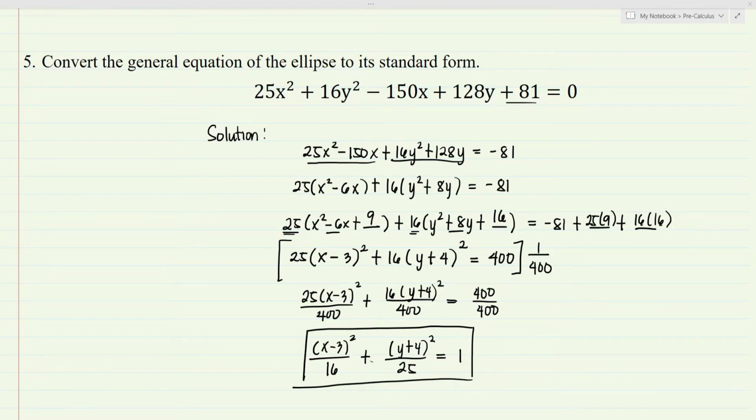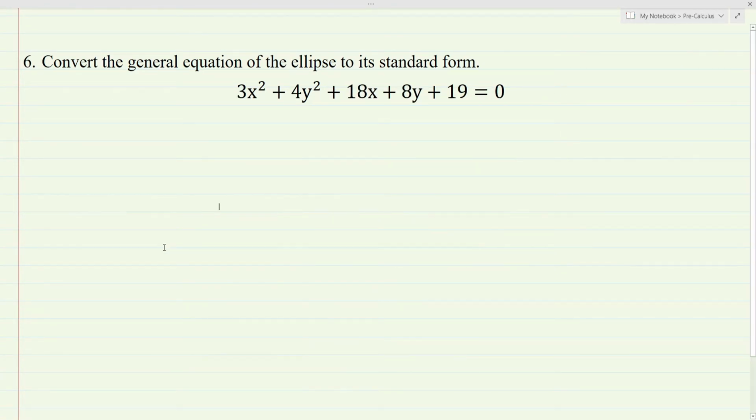Let's now try to solve problem number 6. So we have here 3x squared plus 4y squared plus 18x plus 8y plus 19 equals 0. To start, rearrange the terms of the general equation. I will start with 3x squared followed by 18x plus the terms containing y. We have here 4y squared plus 8y. Then as for the constant, that would be transposed on the right side of the equation.